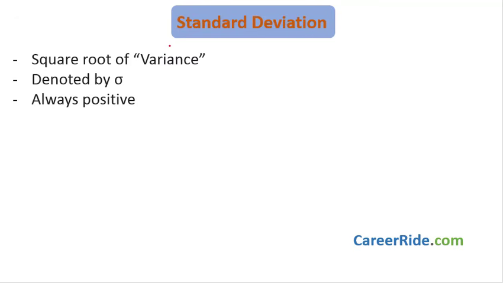Okay. Now, the next important thing that they will ask you is what is standard deviation, and they may ask you to find out the standard deviation for the given data. Standard deviation is nothing but the square root of variance. It is denoted by sigma. Pay attention. And it is always a positive value.